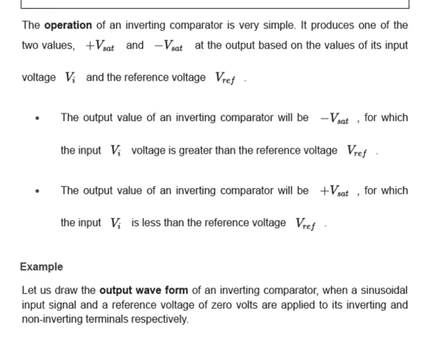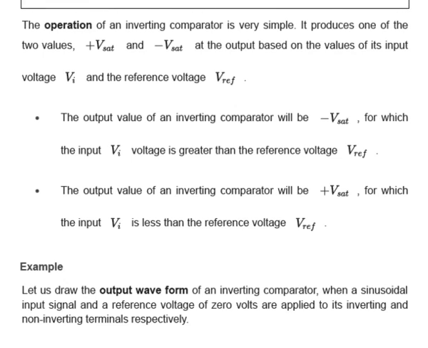The operation of an inverting comparator is very simple. It produces one of the two values, plus V sat and minus V sat, at the output based on the values of its input voltage Vi and the reference voltage V reference. The output value of an inverting comparator will be minus V saturation when the input voltage Vi is greater than the reference voltage.